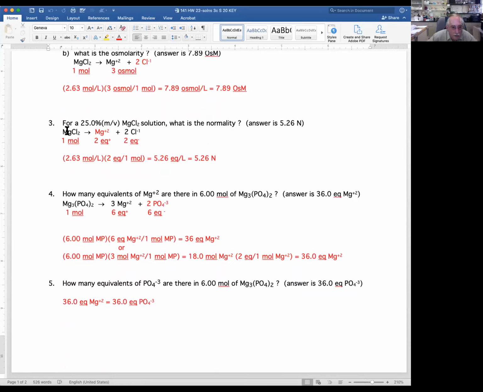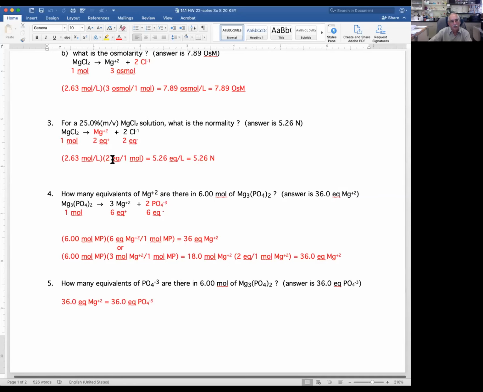So again, we get this equation for dissolving magnesium chloride. What is an equivalent? It's a mole of charge. So we get 1 mole of magnesium ion at 2 equivalents per mole, or we get 2 moles of chloride ion at 1 equivalent per mole. In either case, it's 2 equivalents. So that's the conversion factor: 2 equivalents per mole. So I'm simply canceling out moles, getting equivalents, and then turning that into the symbolism for that, which is capital N.